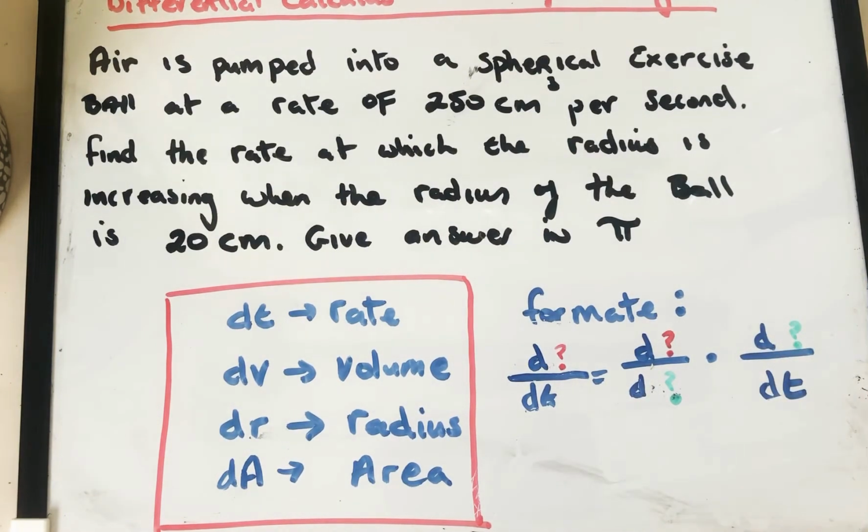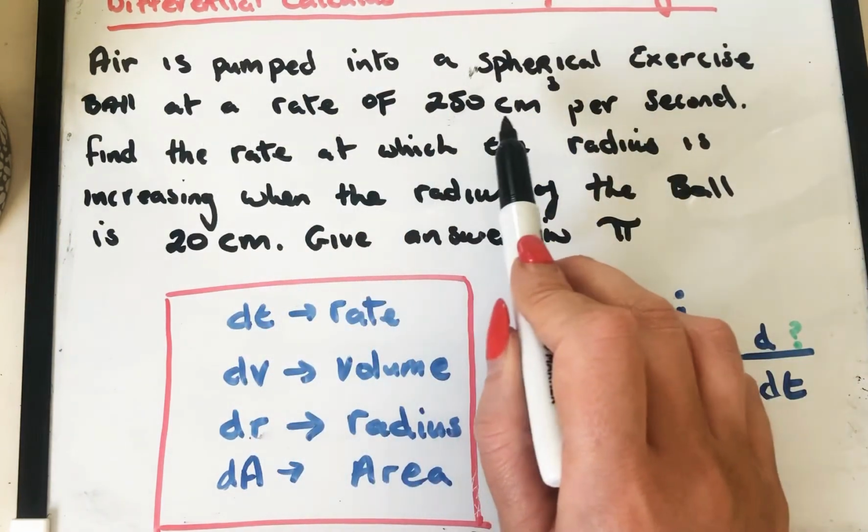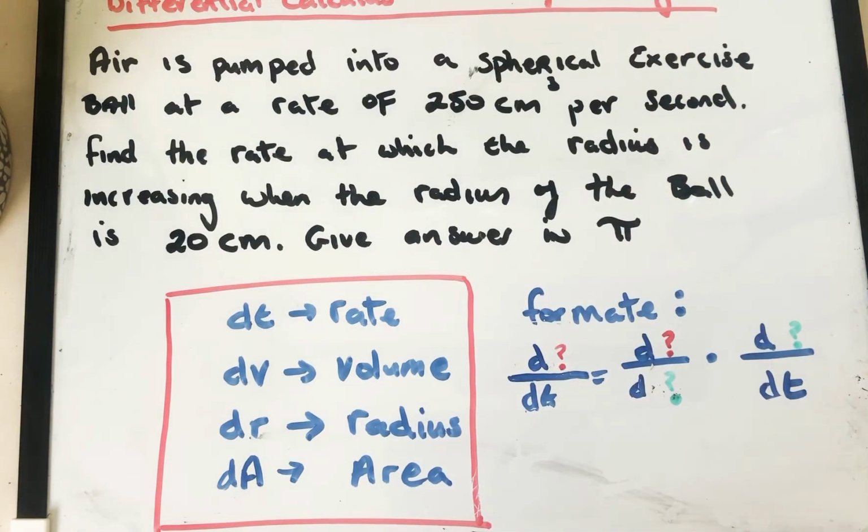This is your connector. To find your connector, you say, what shape am I talking about, or what are my units in my question? We can see here it's a spherical exercise ball at a rate of 250 centimeters cubed, and cubes and spheres always represent volume. So this, of course, will be dV. So our green question mark will be dV.